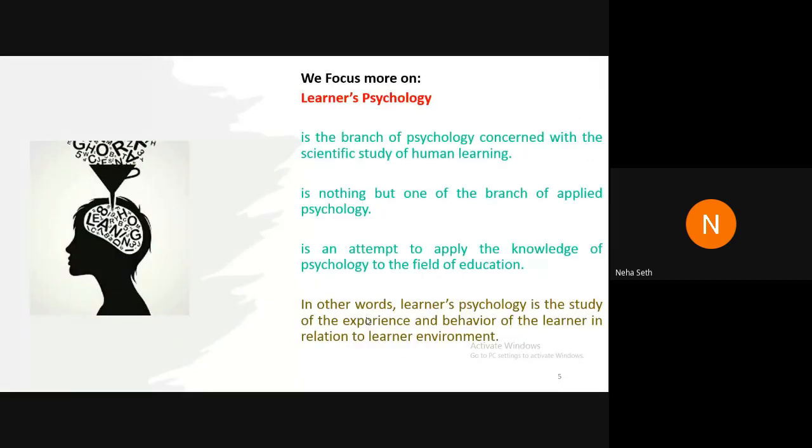So when we are focusing on classroom psychology, there are much cleaner definitions available in simpler language, which say that learner psychology, or classroom psychology, or what we also call educational psychology, is a branch of psychology concerned with the scientific study of human learning. How people are learning and how they are behaving, and what better we can do to make our students learn in a better manner. It is nothing but one branch of applied psychology, an attempt to apply the knowledge of psychology in the field of education.